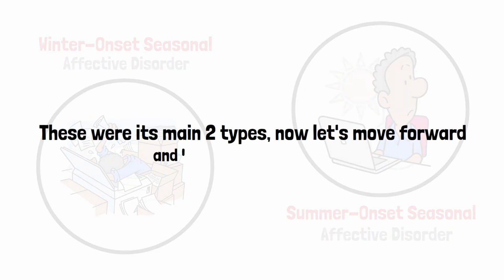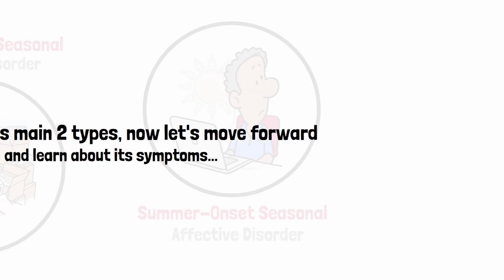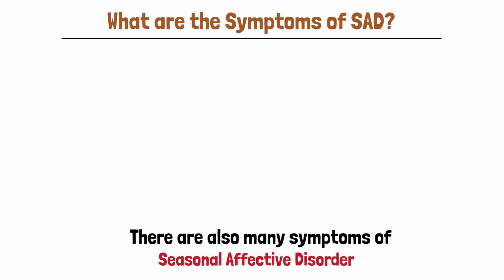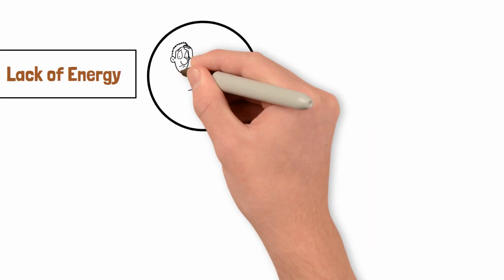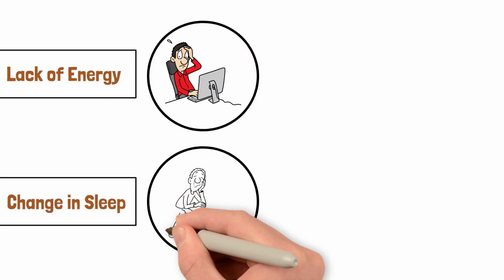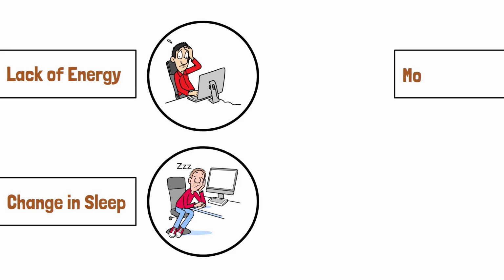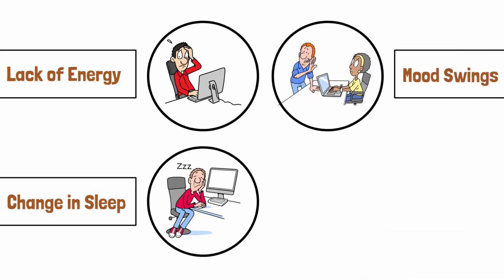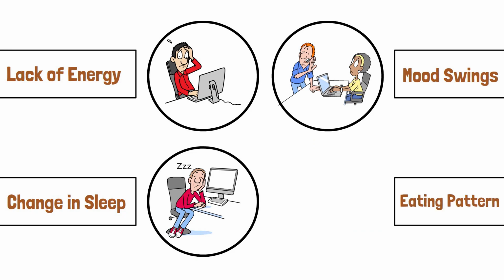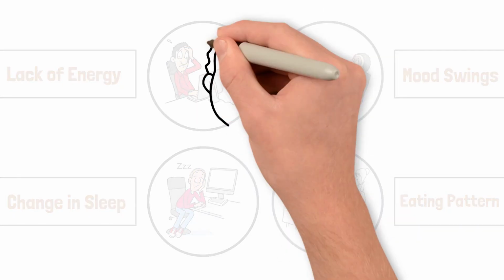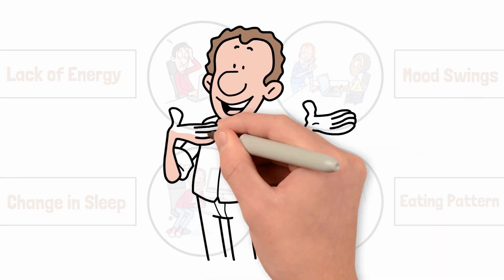Now let's move forward and learn about its symptoms. There are many symptoms of seasonal affective disorder, but here we will look at some common symptoms. So, let's start with the lack of energy, feeling tired all the time without doing any work. Next, change in sleep, sleeping too much or too little. Next, mood swings. Frequent changes in mood, happy at one moment and sad the next. Next, eating pattern. Some people have an increased desire to eat, especially carbs. Friends, these are some common symptoms.